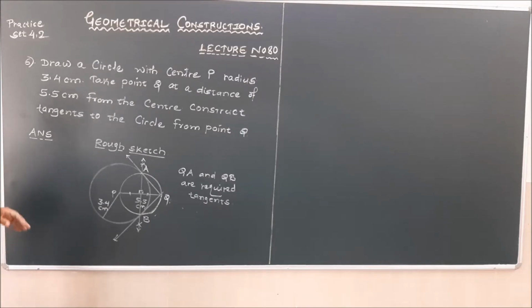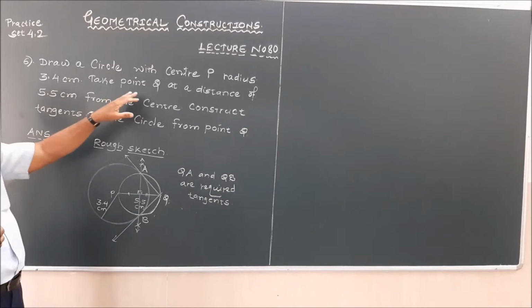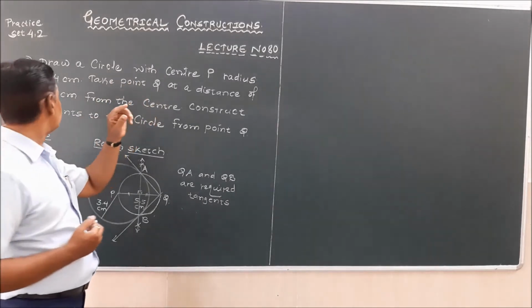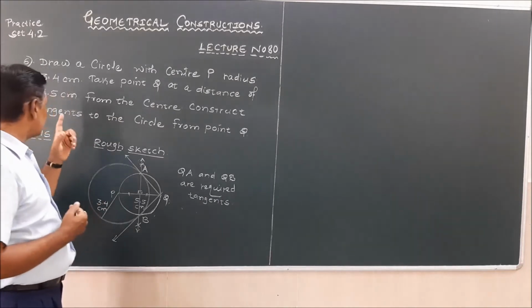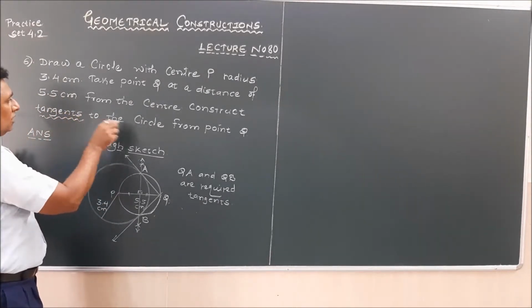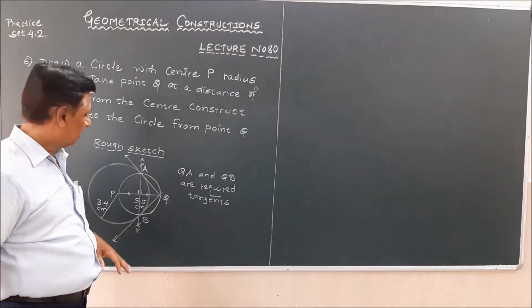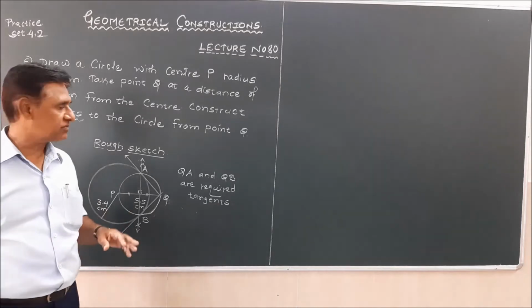Question number 6. Draw a circle with center P, radius is 3.4 cm. Take point Q at a distance of 5.5 cm from the center. Construct tangents to the circle from point Q. Try to understand this rough sketch. This question will also carry 4 marks.